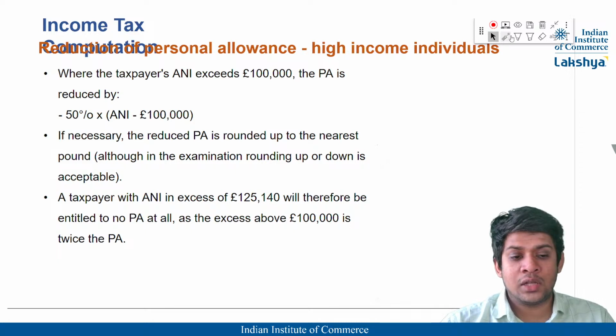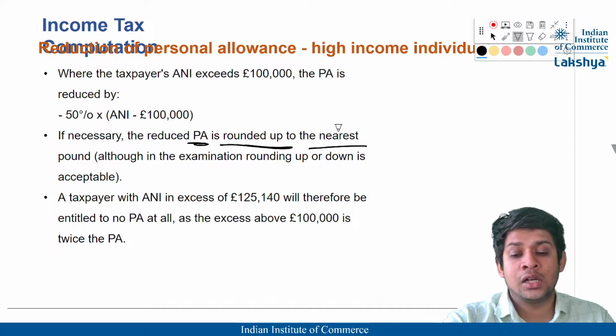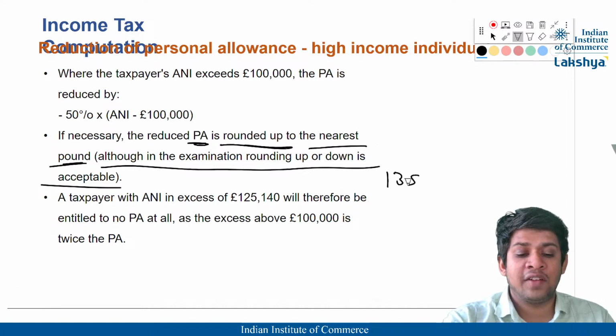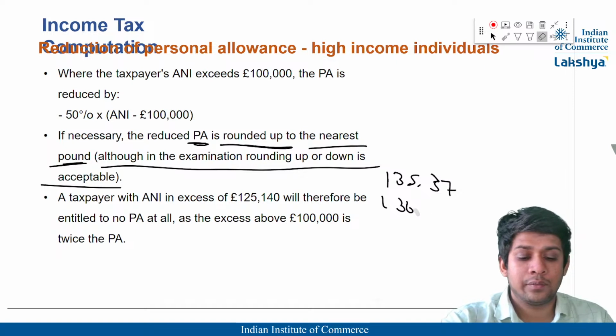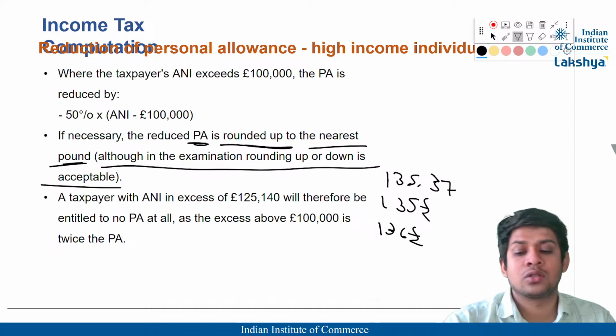They've already explained that part, what I directly gave you an example for. So always remember, PA is to be rounded up to the nearest pound if you get it in points, although in examination, rounding up or rounding down, both are possible. That means maybe your reduction in PA is 135.37, so you can round it off to 135 pounds, and you can also round it off to 136 pounds.